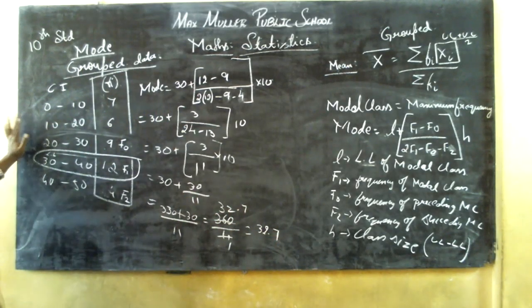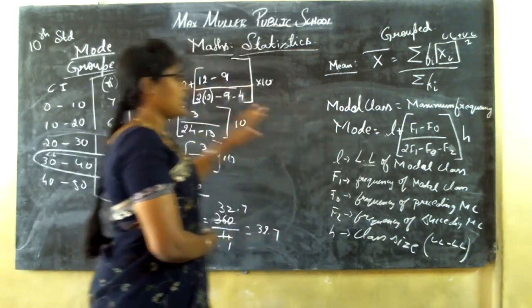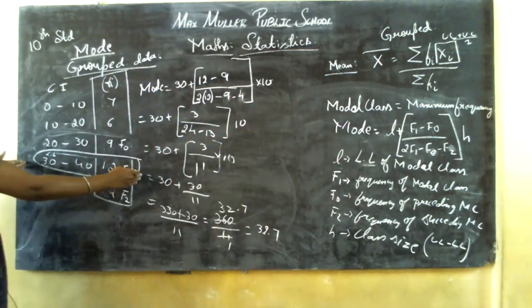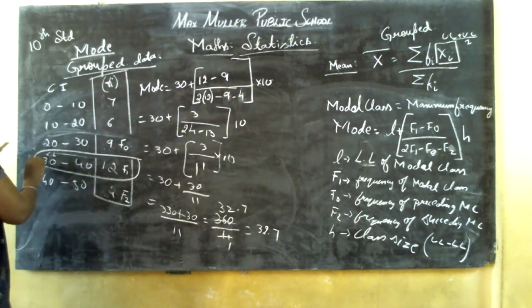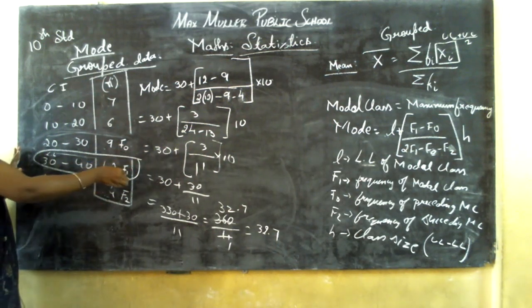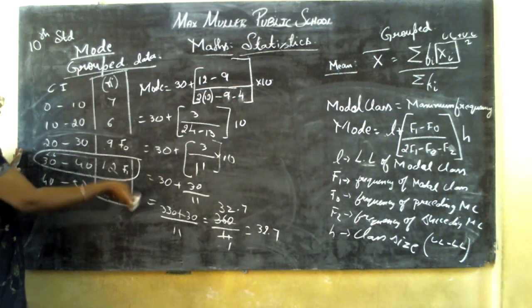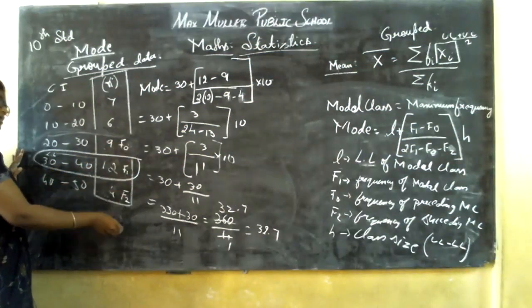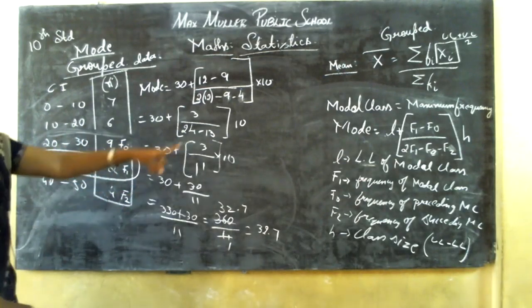I think it is very easy. Once you come to know the formula to find the mode, you take the modal class, that is the highest frequency in the given tabular column. Then you take the lower frequencies F0, F1, F2. So first you find F1, then whatever is above it, write that as F0, and whatever is below it, write that as F2. That's all.